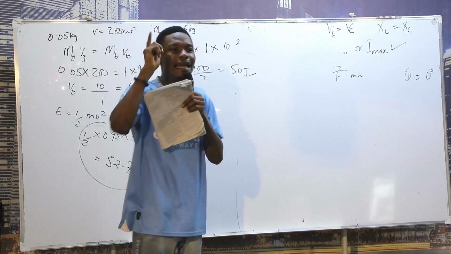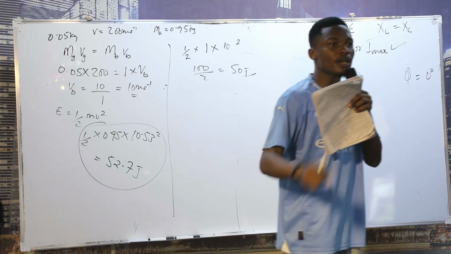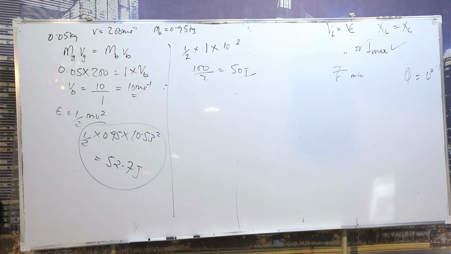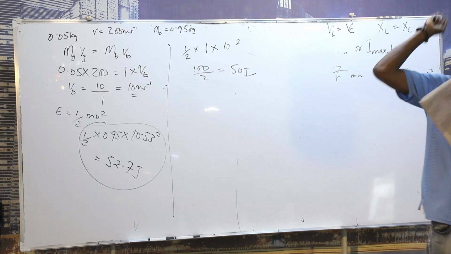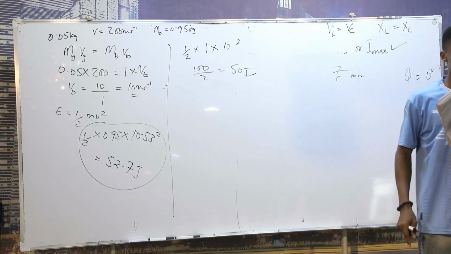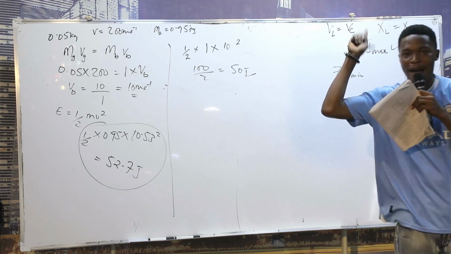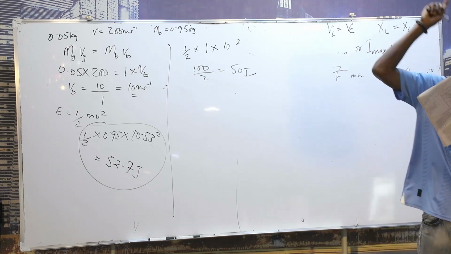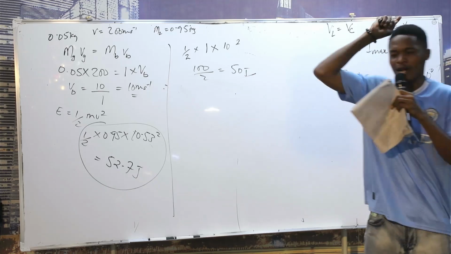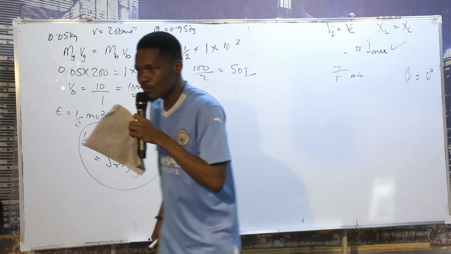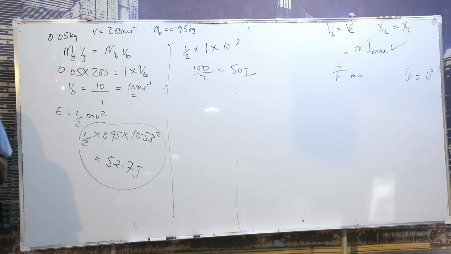But listen, in JAMB, they might ask you, in a capacitive circuit, which of the following is true? A, voltage leads the current by 90. B, current leads the voltage by 90. C, current leads the voltage by 45. D, voltage leads the current by 45. What is the answer? Say it.